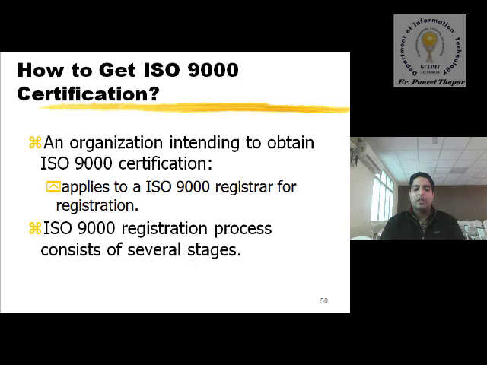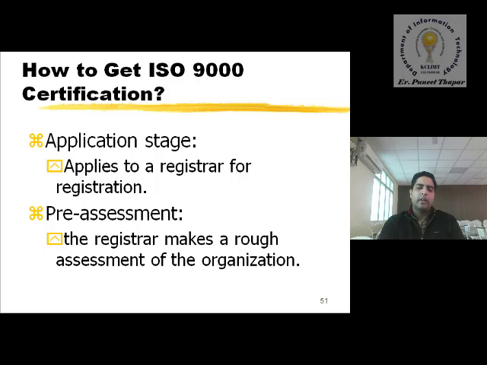Each organization has to gain this type of certification, intending to apply first of all to a registrar for registration. It applies to an ISO 9000 registrar for registration of their organization or industry, and the registration process consists of several stages. After going through these stages and fulfilling all the criteria, the ISO 9000 certification is provided. And the next stage is the application stage.